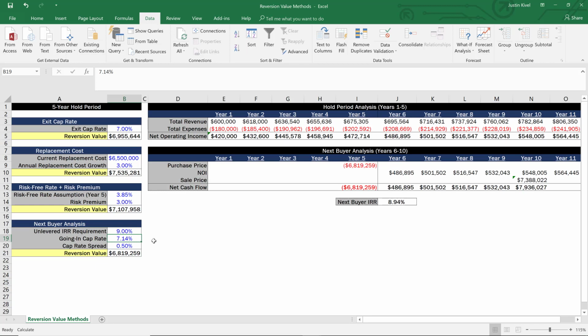And that going-in cap rate is going to help us solve for the reversion value and the next buyer IRR. So we'll come right back to that.